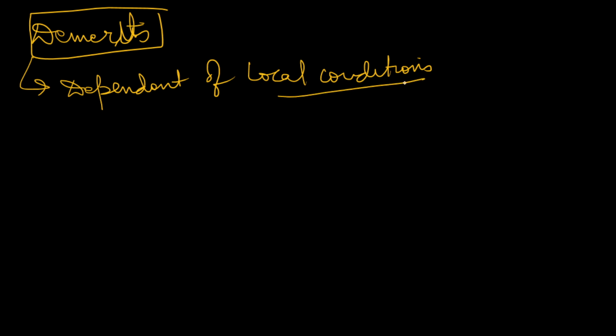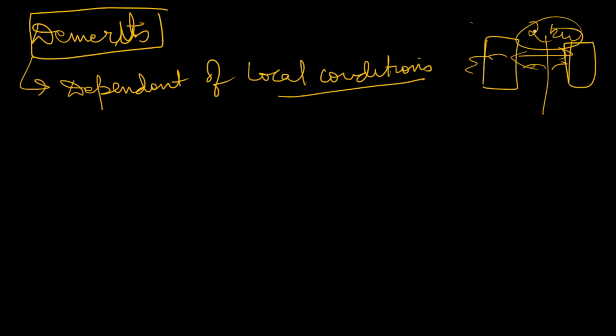Because there is huge variation in local conditions, the farmer will have a problem in adjusting to the conditions. Suppose the farmer has two fields, and this field is a bit different from this field as they are far away, or you can say 2 kilometers away. So the conditions here could be different, and the conditions here could be different. So it is highly dependent on local conditions, and that is why farmers have to keep changing their needs, and that is highly bulky for the farmers.